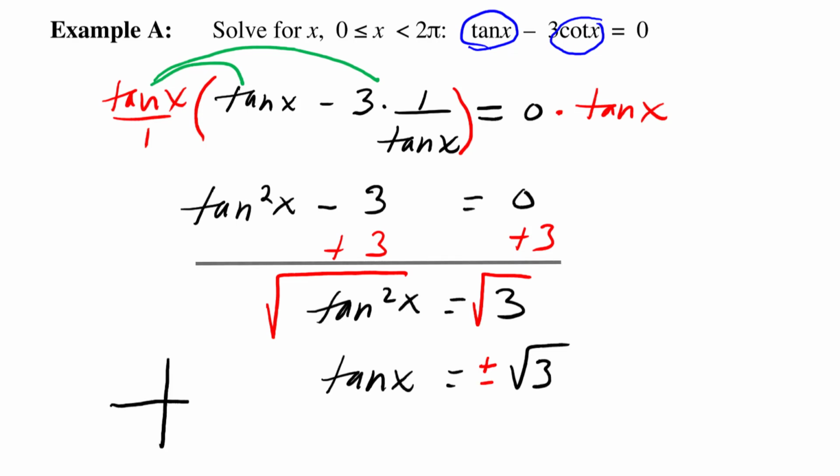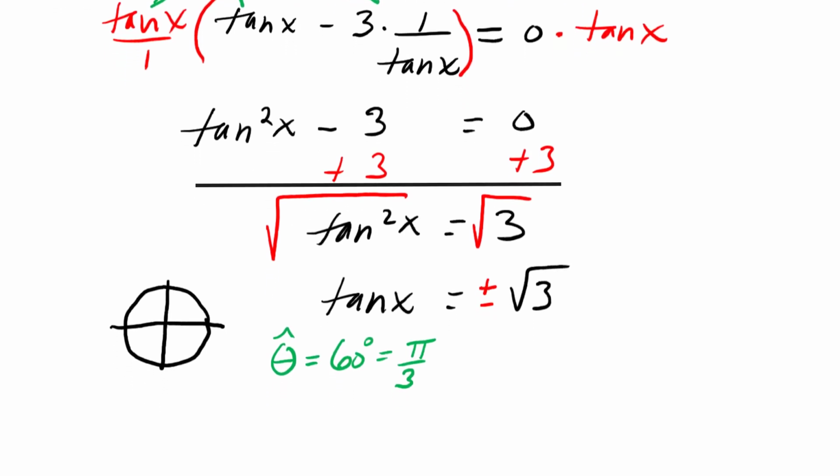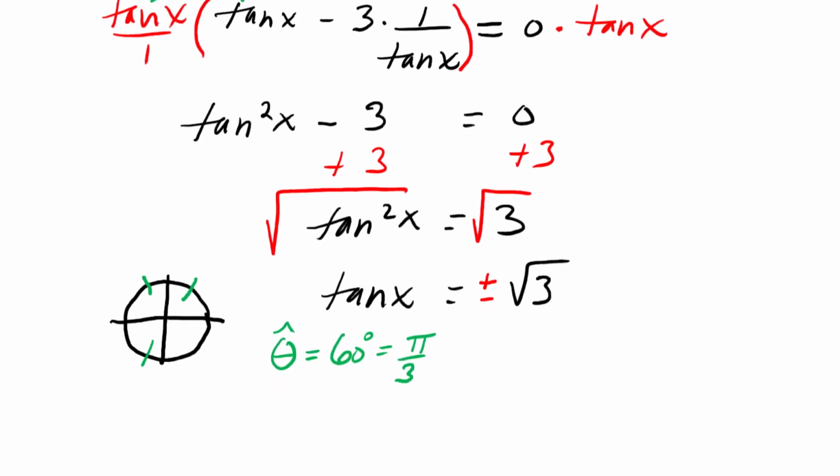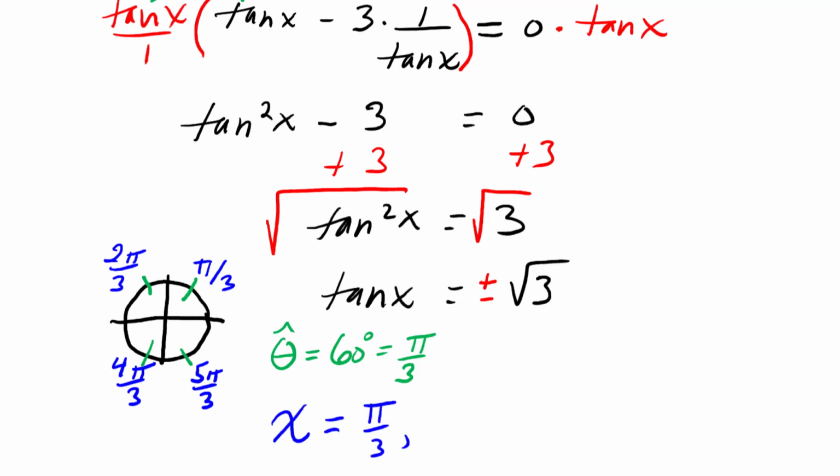So let's now find the value of x, where tangent x equals plus or minus radical 3. Theta hat is 60 degrees for square root of 3. And that occurs, of course, at pi over 3 for radian values. But because tangent x is plus or minus square root of 3, we actually use all four quadrants. Pi over 3, 2 pi over 3, 4 pi over 3, and 5 pi over 3. And so we write our solution set, x equals each of those values.